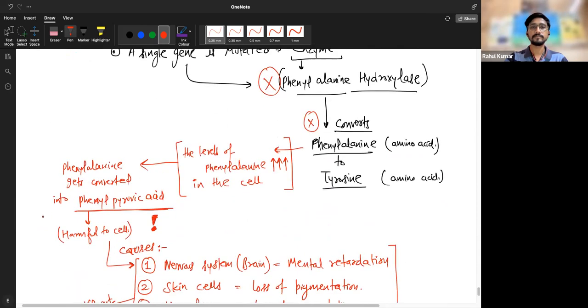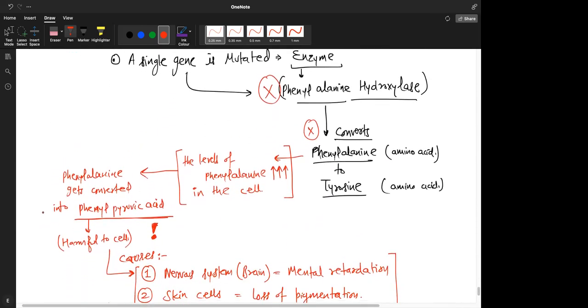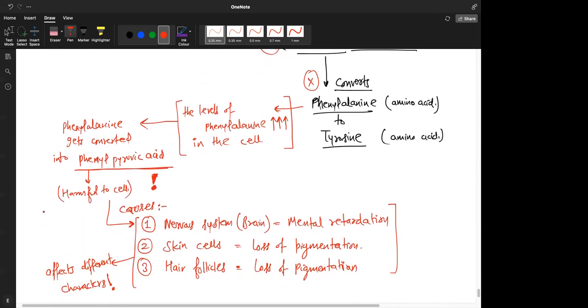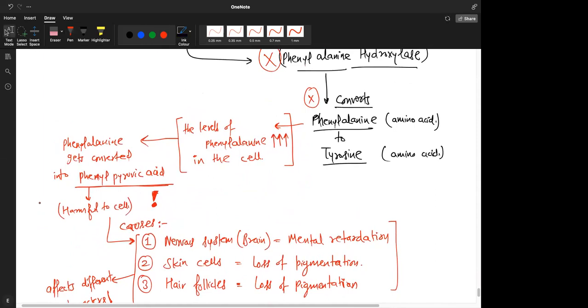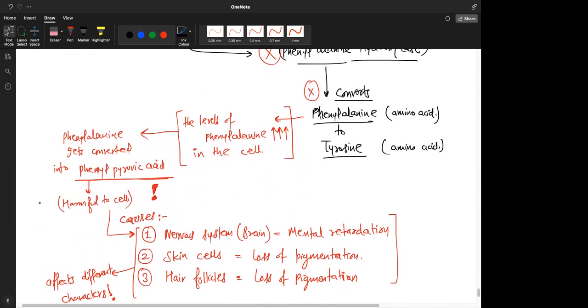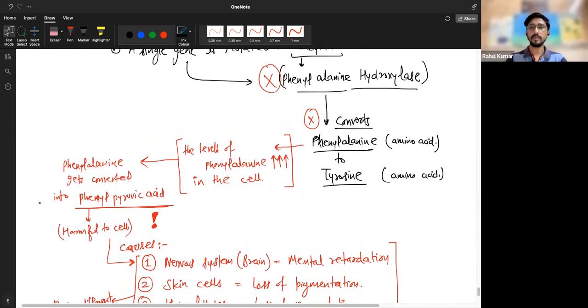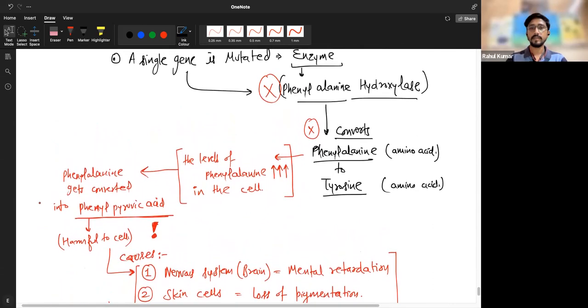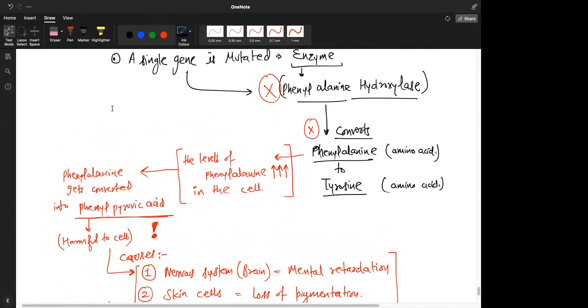Is it clear? Yes. Please draw this chart. The normal and the affected both. Is this process completely clear to you, or is there any doubt? Yes. Completely clear. Very good.